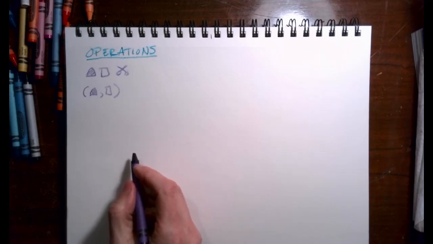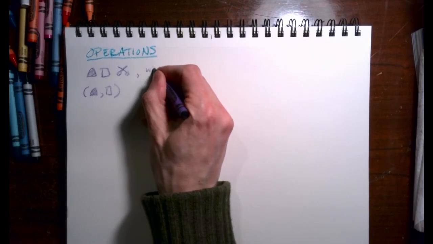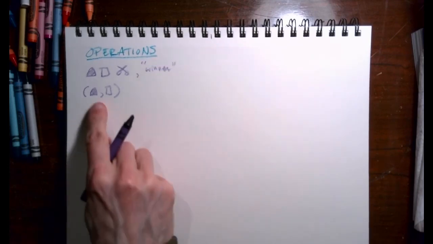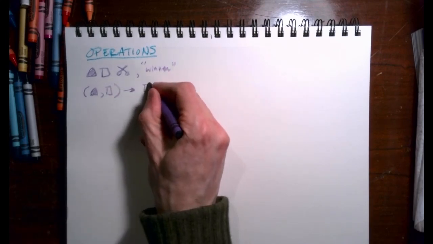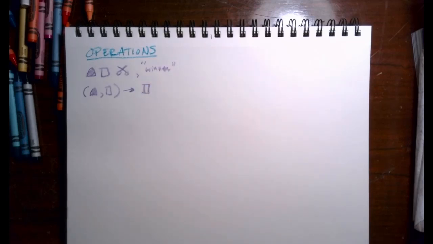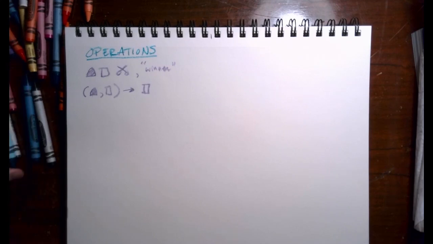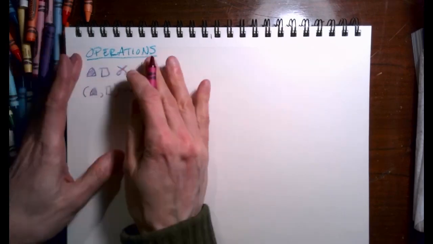And then I assign them exactly one thing from this set. So let us do that, and we're going to just say the winner. The operation that we're talking about here is winner, right? So if rock and paper, then that goes to the winner, which is paper. Now here are the stipulations or rules you would have to abide by if you're really defining this as an operation.